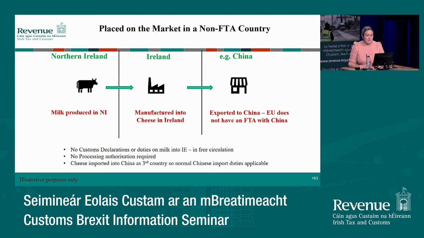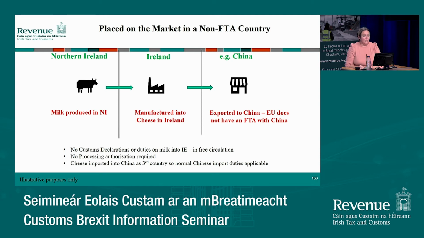If we look at the same scenario where the milk again is purchased from a supplier in Northern Ireland, manufactured into cheese in Ireland, and then sold to a non-EU member state, and in this example we've used China, where there's no free trade agreement between the EU and China. So again, there's no customs formalities required for the purchase of the milk or the manufacturing, and the cheese can be imported into China as normal, and because there's no preferential rate to be applied here, there will be no impact from an origin perspective.